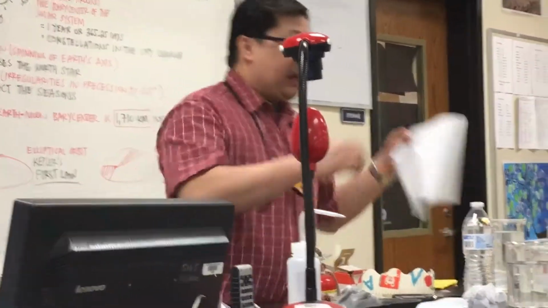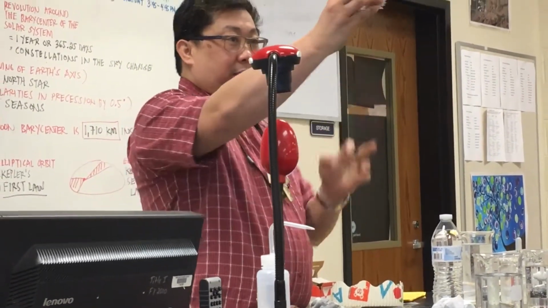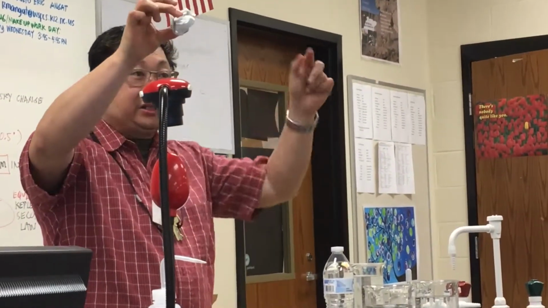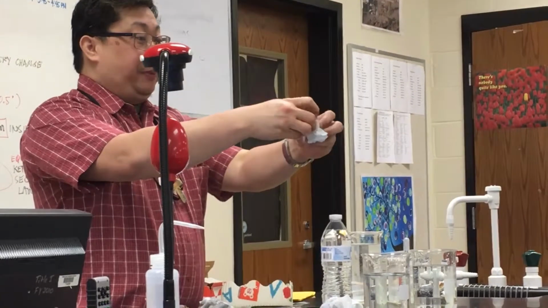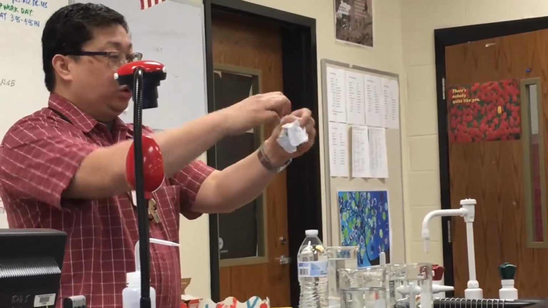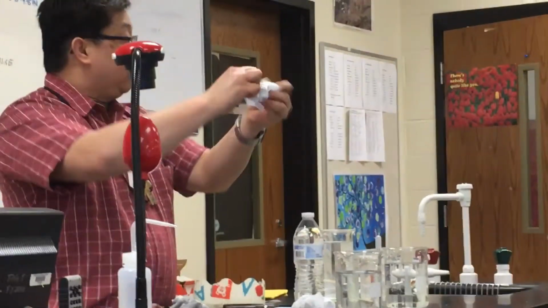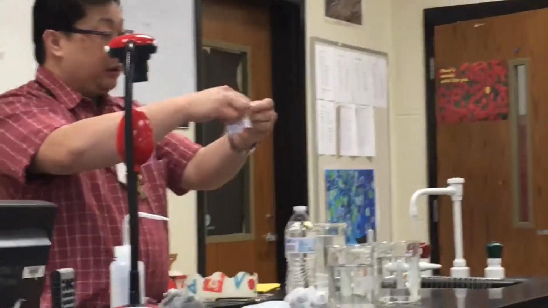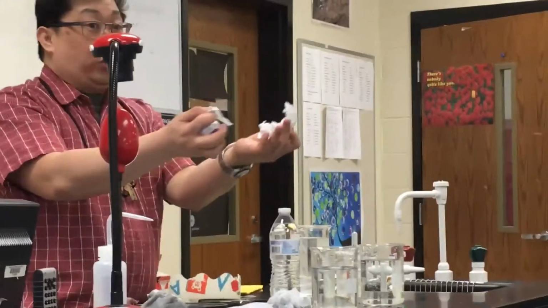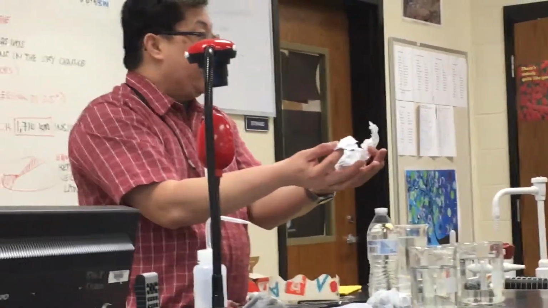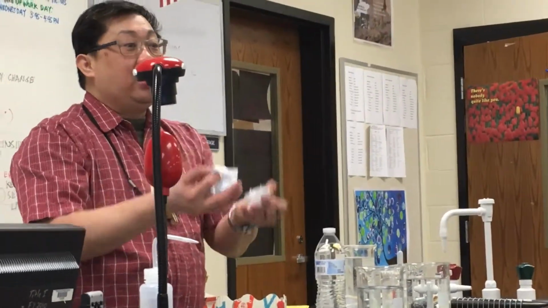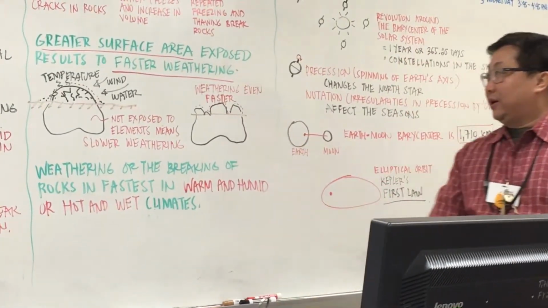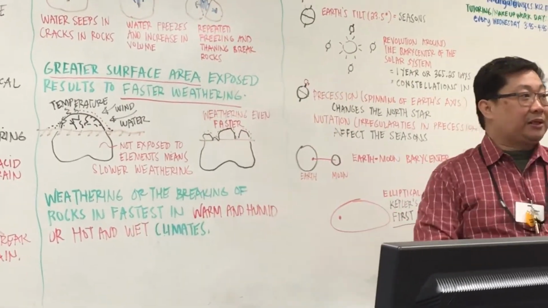So, if you have a rock like this, so small, because everything else is on the inside, this will weather slower. But if you make this rock smaller into pieces, you break it, it's the same amount of rock, then weathering would be faster because more area of the rock, even inside, is now exposed. So that's the reason why we say the greater the surface area exposed, the faster is the process of weathering.